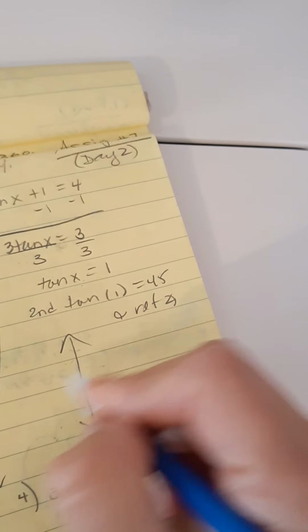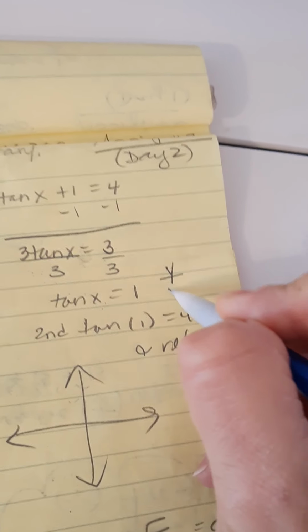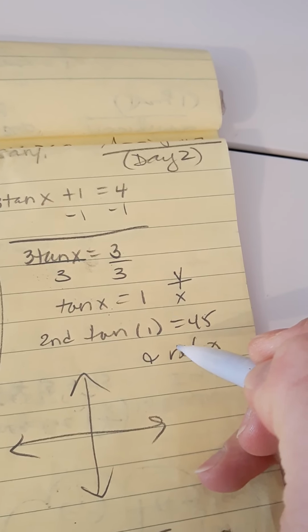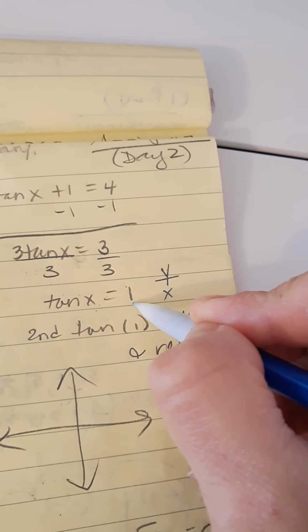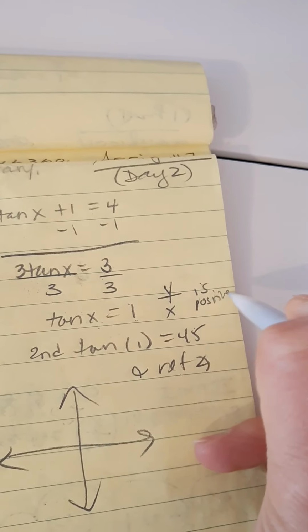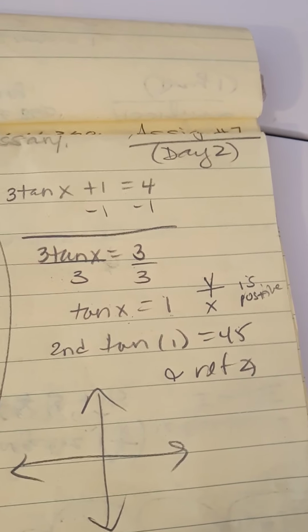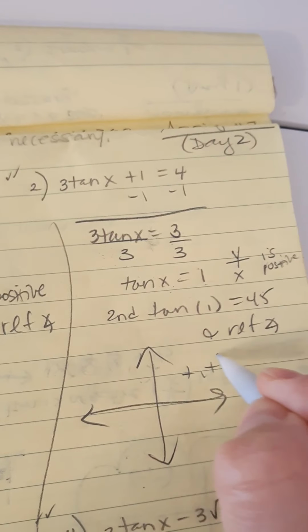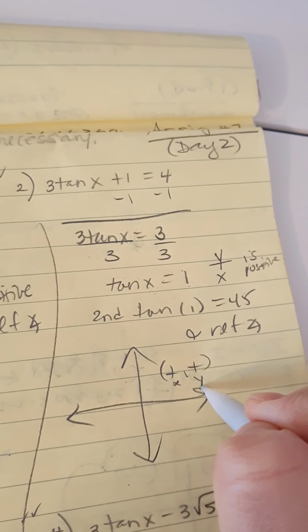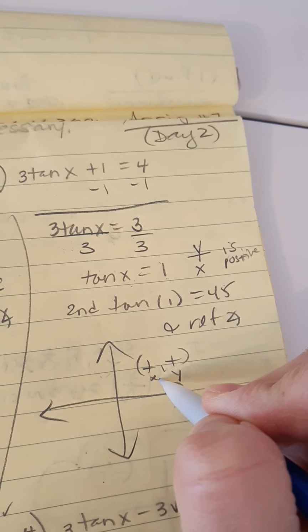Now you have to figure out what quadrants you're going to be working in. Remember, tangent is when you divide the y and x coordinates, and when you do that, you get a positive 1. So you're looking for where, when you divide y and x, you will have a positive number. The first quadrant, x and y are both positive, so that's good. We can use this quadrant.